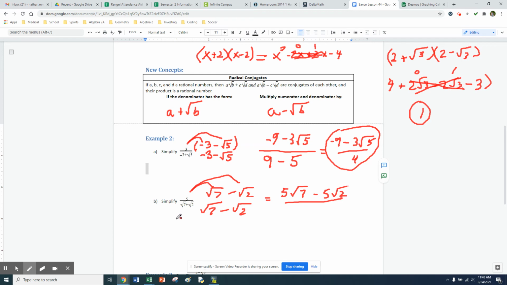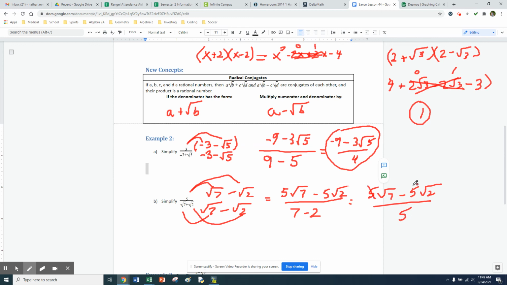Down to my denominator, again, your outsides and insides of the FOIL are going to cancel, so you just need to multiply your firsts, which give you 7. Multiply your lasts. Positive root of 2 times negative root of 2 is going to be negative 2. So again, I'm just multiplying these two together and these two together because I know the outsides and the insides are going to cancel. All is said and done then, I'm going to be left with 5 roots of 7 minus 5 roots of 2 all over 5.